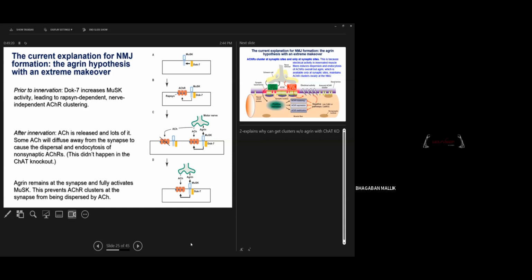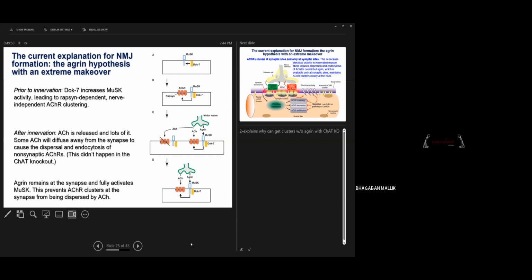So what agrin does is restrict this extrasynaptic clustering. It inhibits extrasynaptic clustering. So DOK7 is required for the synaptic clustering, and agrin inhibits the extrasynaptic clustering. So that is what the current hypothesis is. You have formation of the connection between the pre- and postsynaptic cells and clustering of the receptor. So this is the current model.